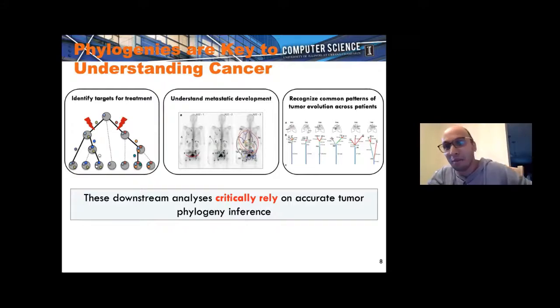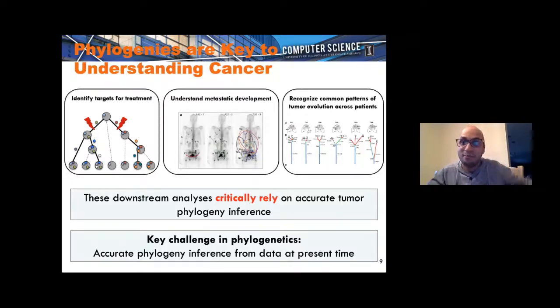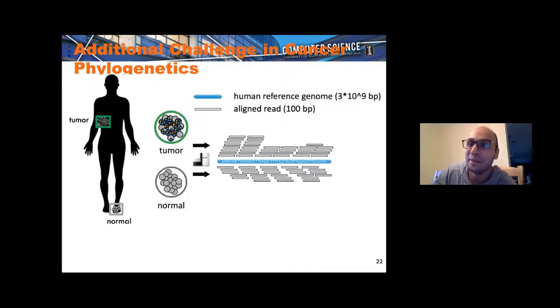The point that I'm making here is that these downstream analyses critically rely on accurate tumor phylogeny inference. So this task of inferring tumor phylogeny is very important because it affects a lot of downstream analyses, the three that I hinted at here. The key challenge in phylogenetics is you're trying to reconstruct the past from data at the present time. And there's one little additional challenge in tumor phylogenetics, and it has to do with our data.